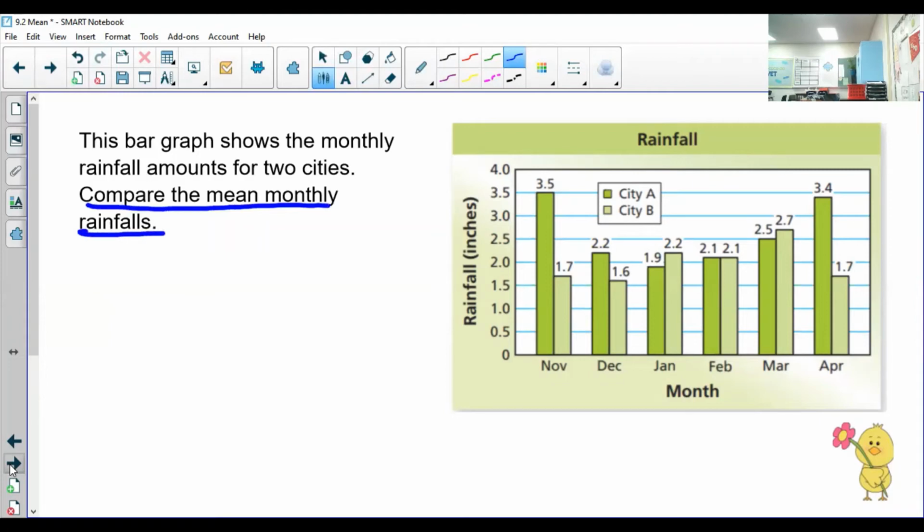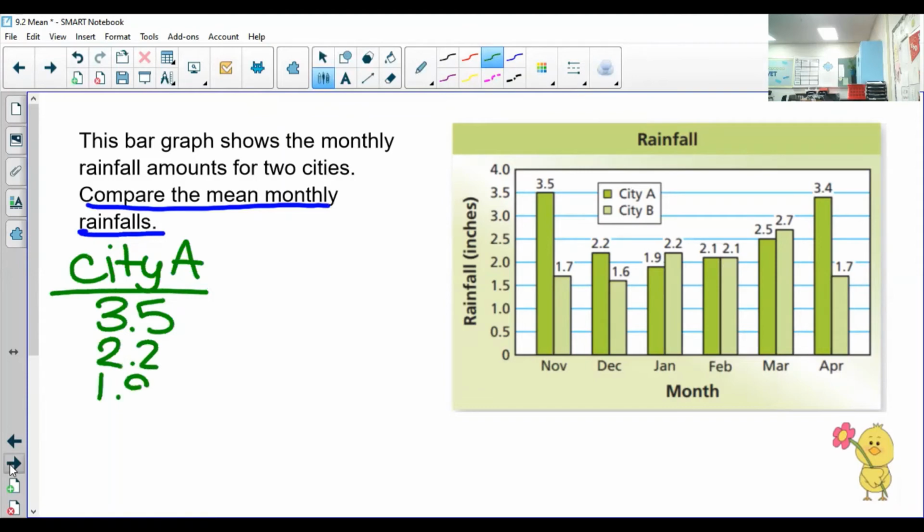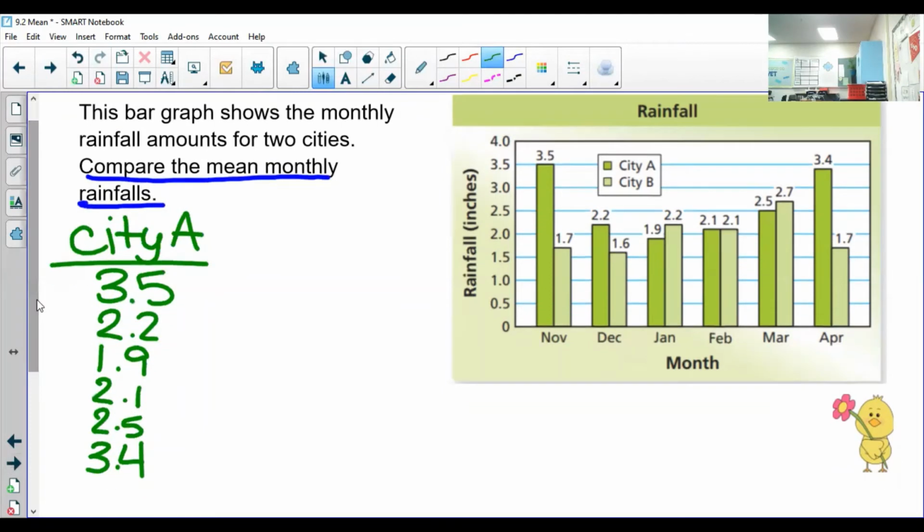Okay. So what I'm going to do is start with city A, and we'll do city A in green. I need to take all the values from city A and write them down. So that way I'm going to be able to add them together. So here we go. 3.5, 2.2, 1.9, 2.1, 2.5, and 3.4. Okay, if you're not sure where I got those numbers from, it was just the darker green. So these ones right here in the darker green.